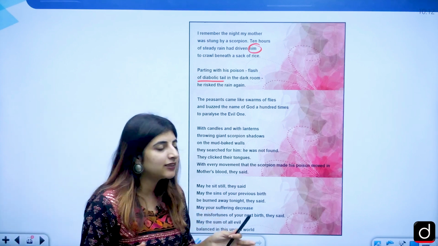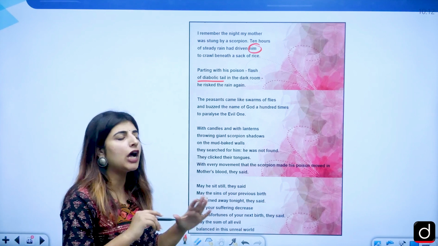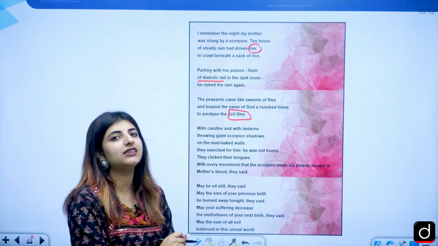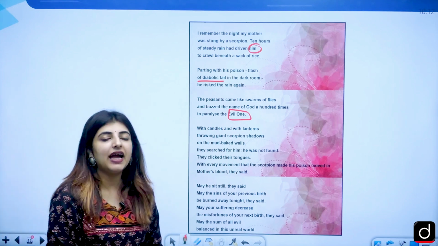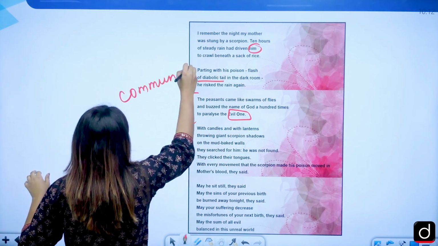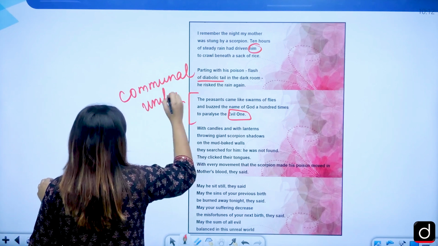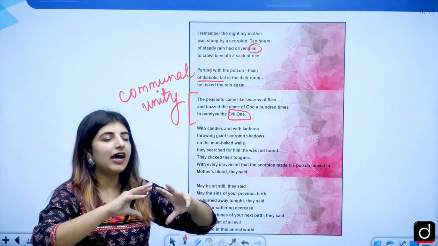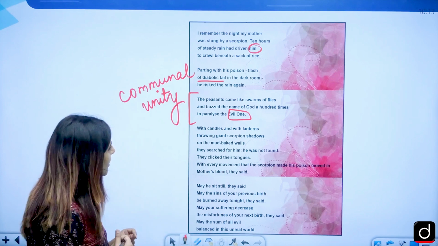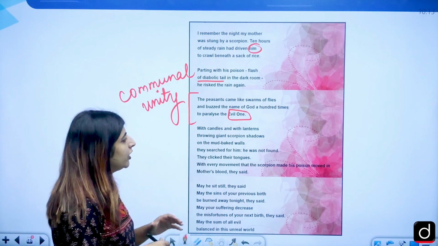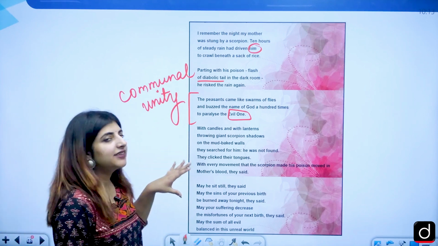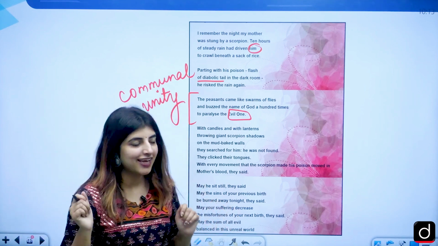The peasants came like swarms of flies and buzzed the name of God 100 times to paralyze the evil one. So it has been called the evil one, right? And this is the theme of communal unity that we have seen particularly. Correct? There have been a lot of villagers, peasants who came to the rescue of her, and they were chanting the name of God with candles and with lanterns, throwing giant scorpion shadows on the mud-baked walls. Gaon mein diwarein dekhi hongi, right? They searched for him.